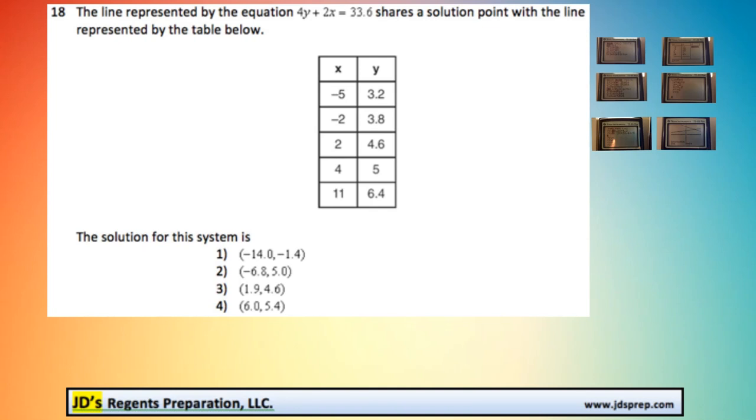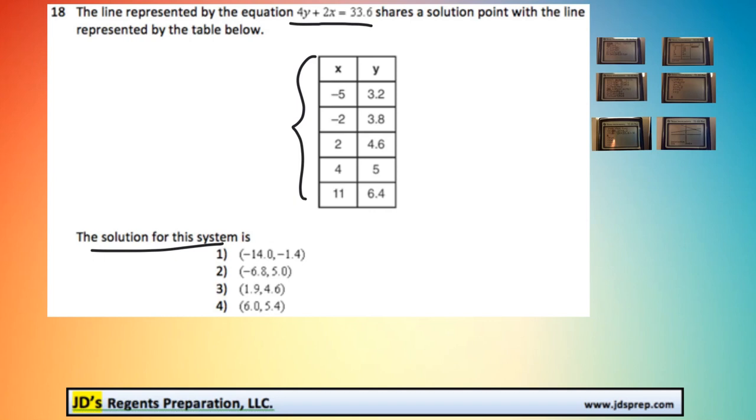Welcome to question number 18 from the June 2016 Algebra Regents exam. In this question, we've got a line represented by the equation 4y plus 2x equals 33.6, and it says that it shares a solution point with the line represented by this table here. The question is, the solution for this system is what?